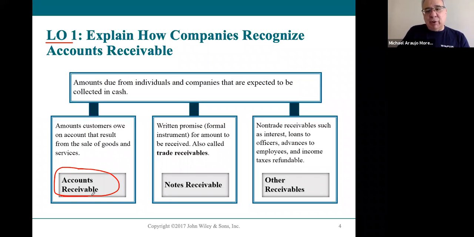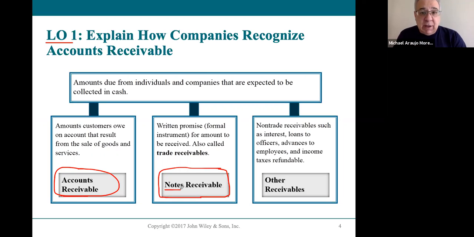Sometimes, again, 30 days is not enough. Some companies might need longer to pay. Some might need 60 days, 90 days, 120 days. So some businesses say that's fine. What we'll do is we'll change your accounts receivable to a note. In other words, we'll make it a loan.